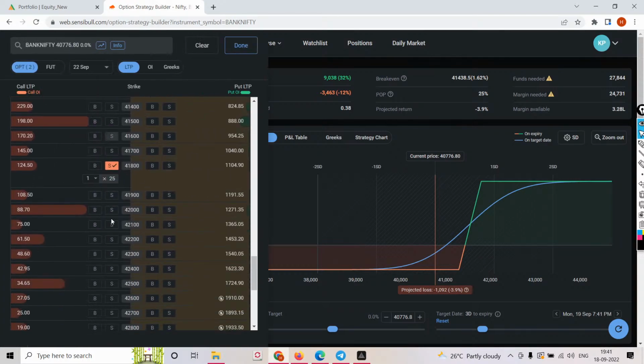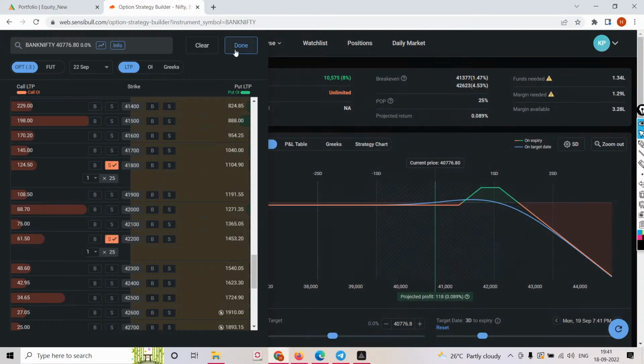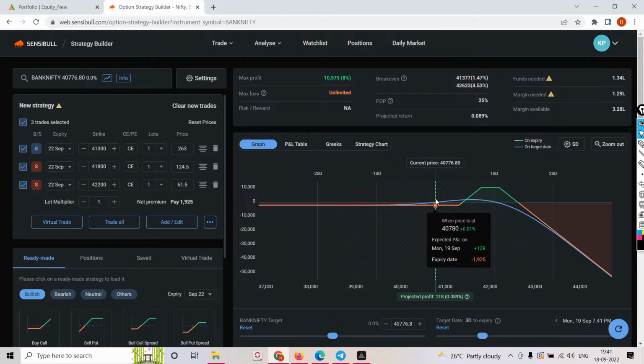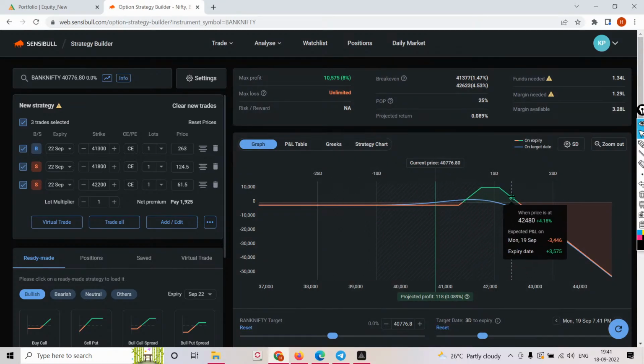You can just convert it to a ratio spread. So what is 124? Half of 124 would be somewhere like 60. That's it, right? This is your ratio spread with a loss of only 2000 on the downside, and on the upside you have potential of 8% profit. This is called ratio spread.